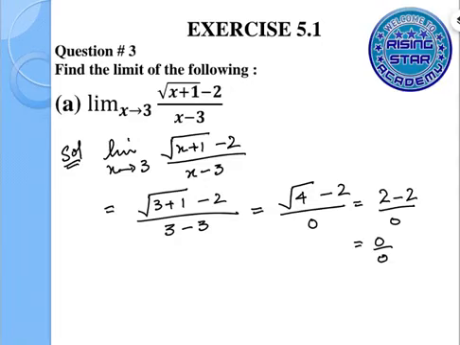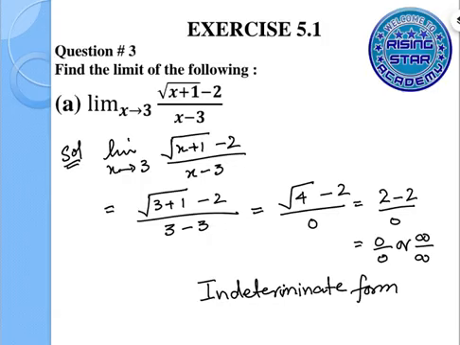So this 0 by 0 form or infinite by infinite form is called indeterminate form. So it means its solution is not possible this way. So how can we solve this problem? We can use the technique of rationalization to simplify this question. So now we'll see how we can solve it.